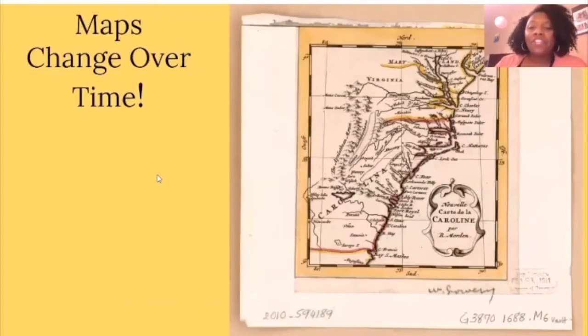So maps change over time. And I think that this is an important topic for us to discuss. When we think about political boundaries of a place, our maps and our political boundaries can change over time. In fact, if I really wanted them to, they could change overnight. If I was a lawmaker and I decided that part of the city of Richmond is no longer part of the city of Richmond, it's now part of Henrico, that can be a change that can take place overnight.